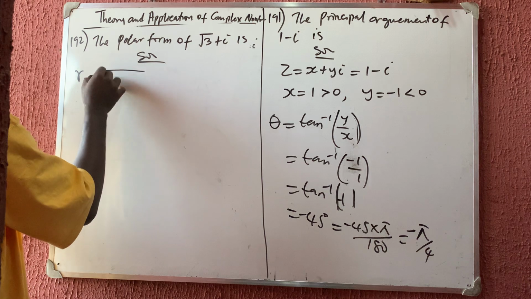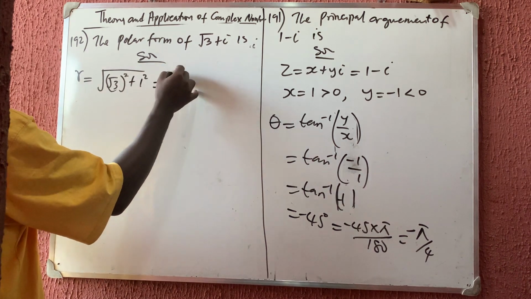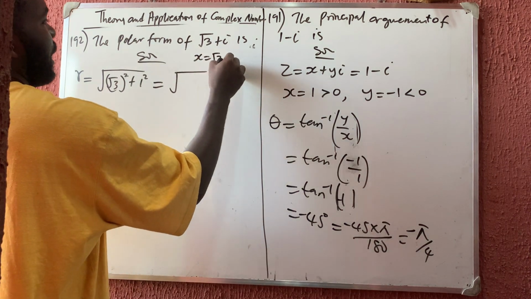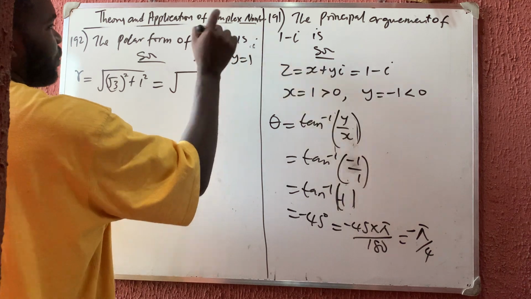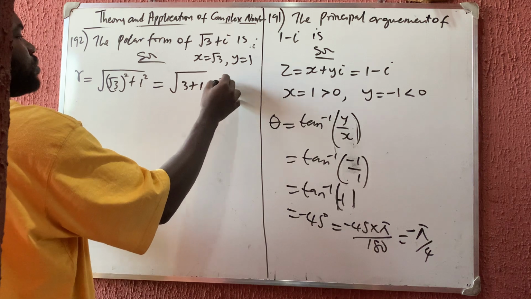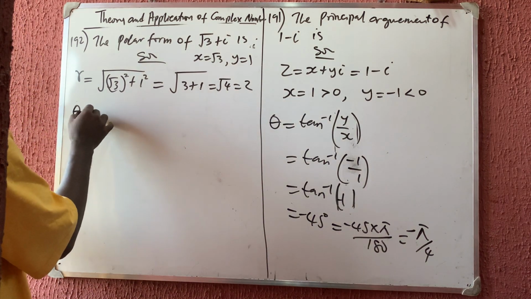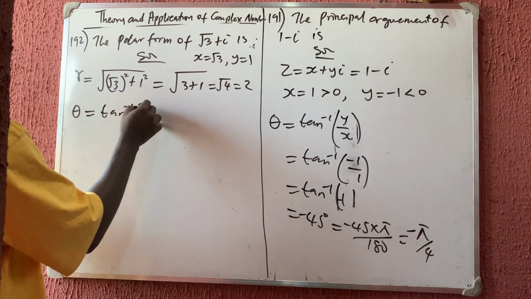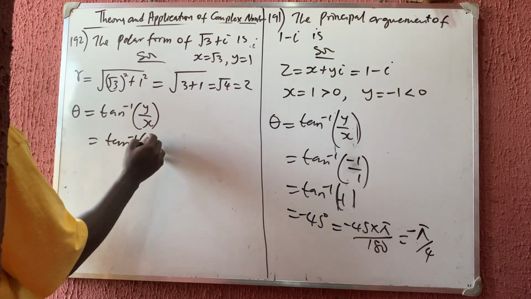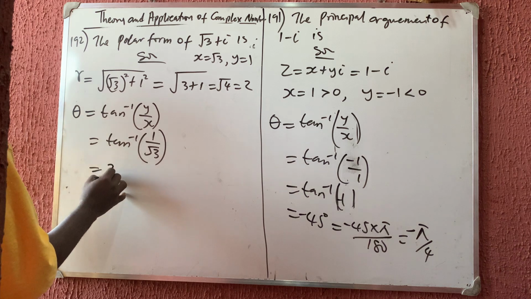Modulus is equal to the square root of root 3 all squared plus 1 squared, because here my x is equal to root 3 and my y is equal to the coefficient of i, which is 1. So I'm going to have 3 plus 1, which is root 4, and root 4 is 2. Then the next thing I need to get is my argument, which is theta. Theta is the tan inverse of y over x, which is the tan inverse of 1 over root 3, which is 30 degrees.